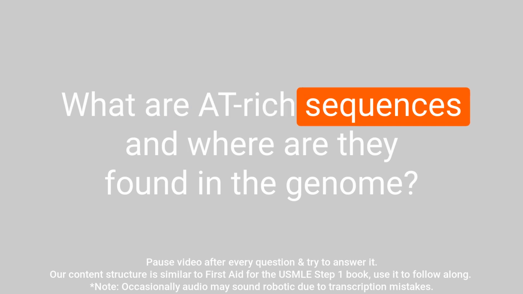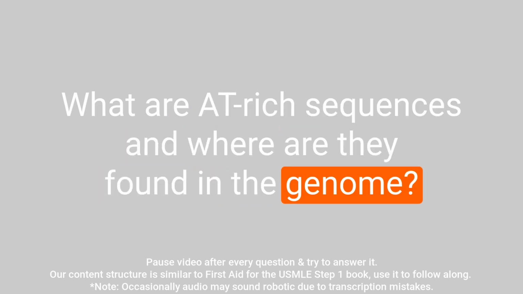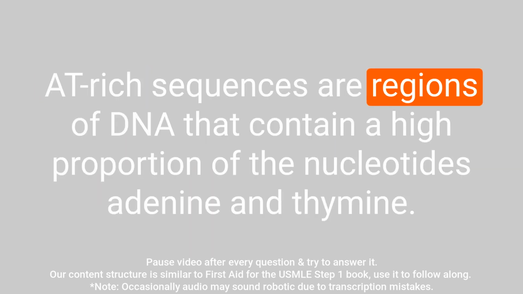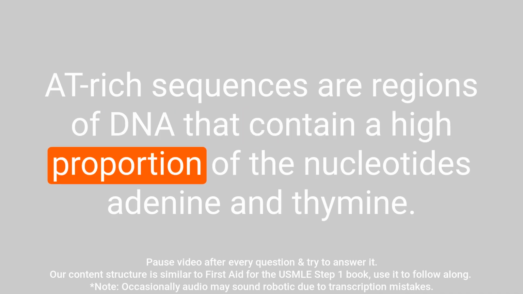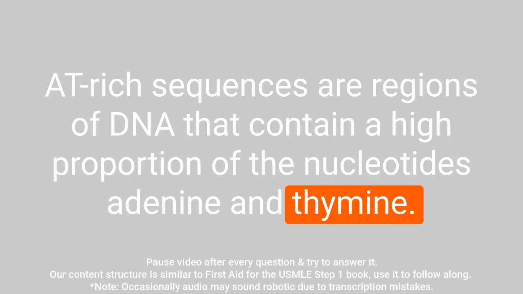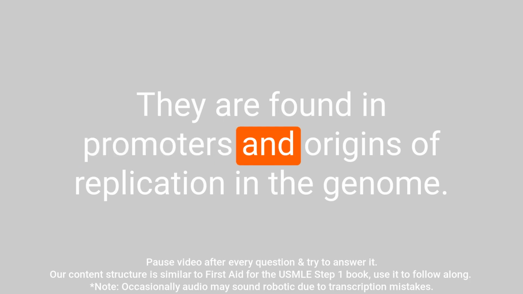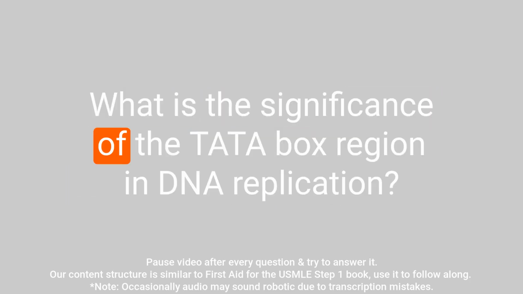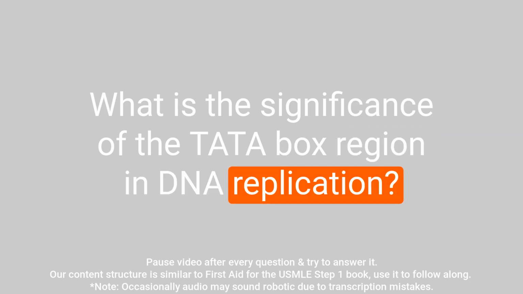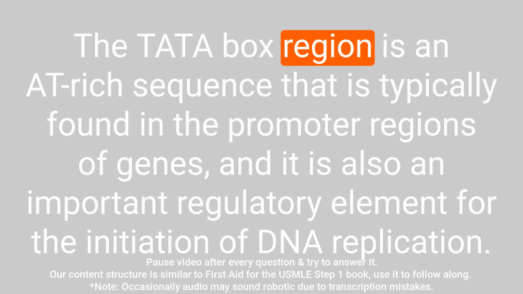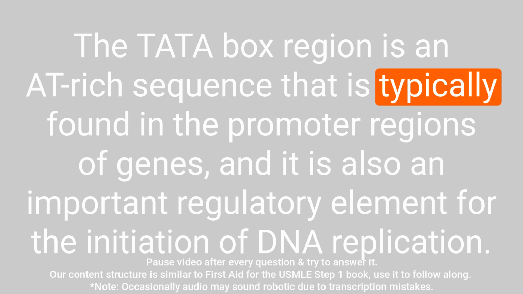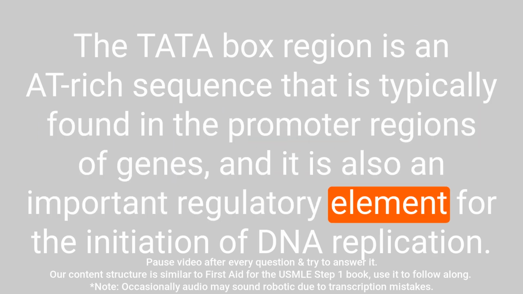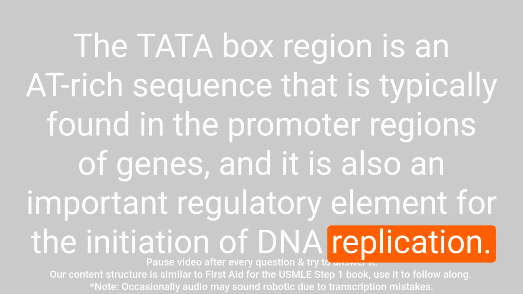Question: What are AT-rich sequences and where are they found in the genome? Answer: AT-rich sequences are regions of DNA that contain a high proportion of the nucleotides adenine and thymine. They are found in promoters and origins of replication in the genome. Question: What is the significance of the TATA box region in DNA replication? Answer: The TATA box region is an AT-rich sequence that is typically found in the promoter regions of genes, and it is also an important regulatory element for the initiation of DNA replication.